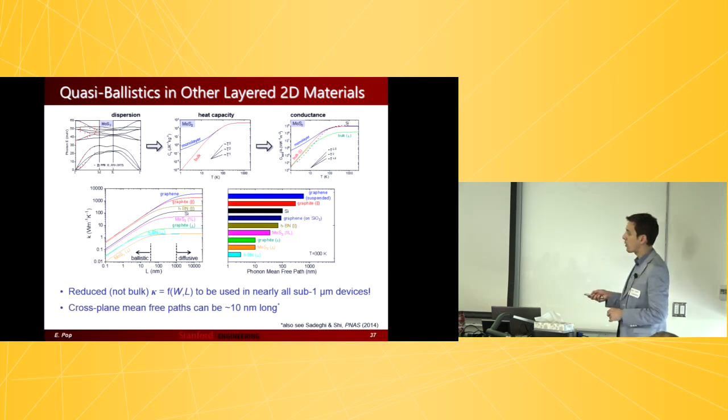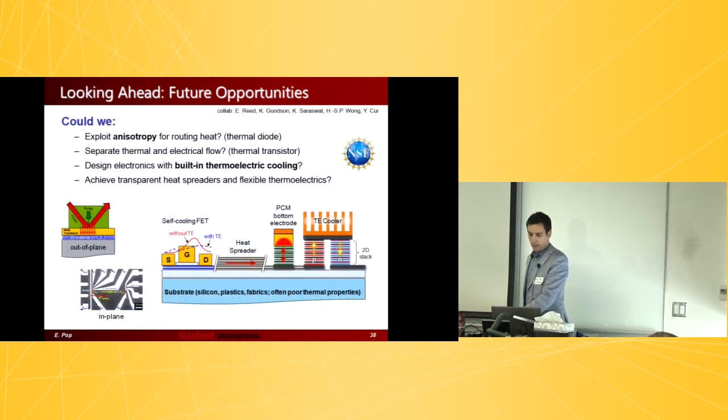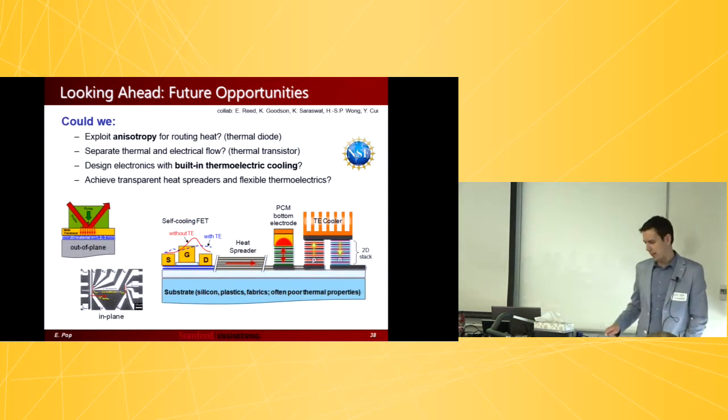Not only that, but the cross-plane mean-free paths. Even cross-plane could actually be spanning something like 20, 30 layers, because the cross-plane mean-free paths are quite long as well. Okay, so just two words, not really technical slides, on future outlook.